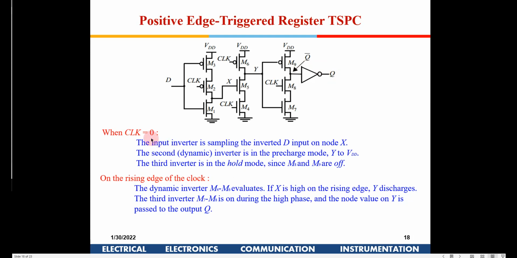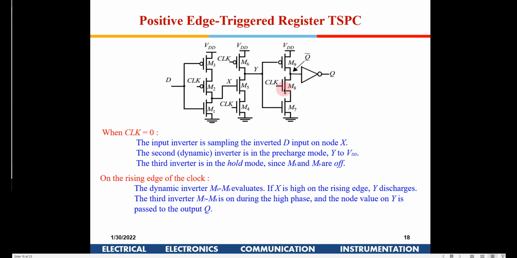So when the clock is 0, what happens to each of these stages? Let's discuss once again. When the clock is 0, this whole first stage starts acting like an inverter, so D bar is available at X. That is point number 1. The second point is at node X: this is off, whereas this is on. So irrespective of what is available at X, Y will be pre-charged to 1.